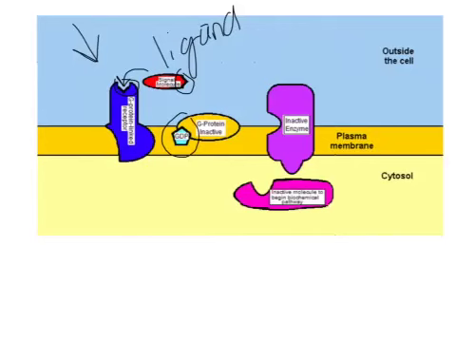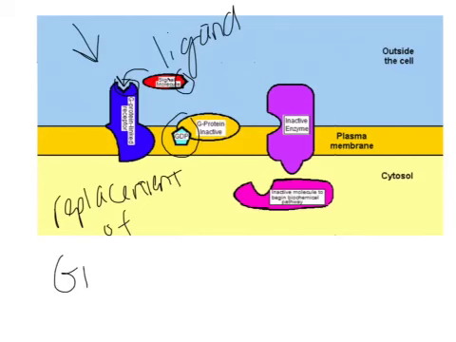GDP attached to it. This ligand binding to the receptor triggers the replacement of the GDP with GTP. Okay, so I've got this receptor that is activated by the ligand that triggers this GDP to be replaced with GTP, which now activates this G protein. So now my G protein is active because it has GTP on it.